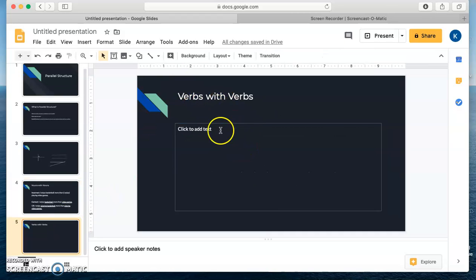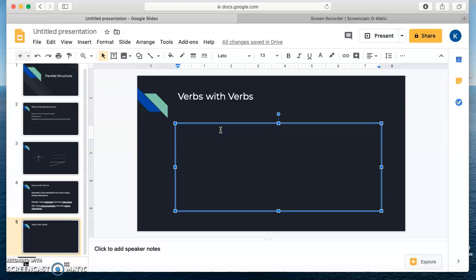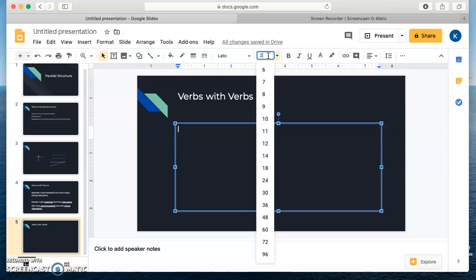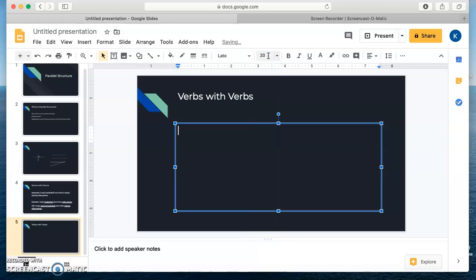We can also match up our verbs with our verbs. Consider this sentence for me. Last night, here, let me make this text a little bit larger. Last night, I worked, studied, and was watching television.